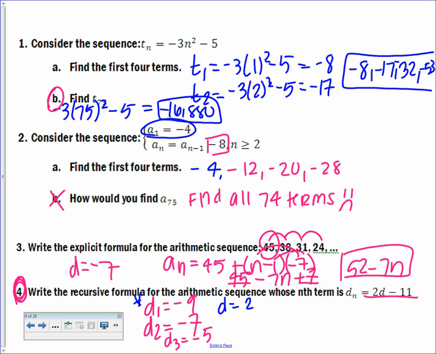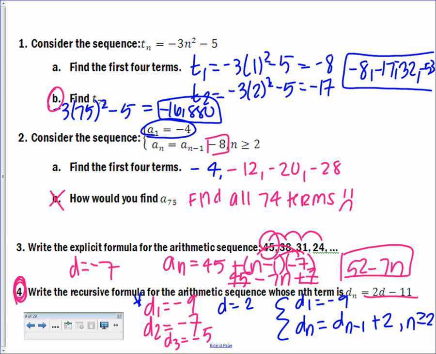So now I can write my recursive one. So now I can say, okay, my first term is -9. Then I can say d sub n equals my previous term, d sub n minus 1 plus 2. And then all of these recursive formulas get n is greater than or equal to 2 at the end.